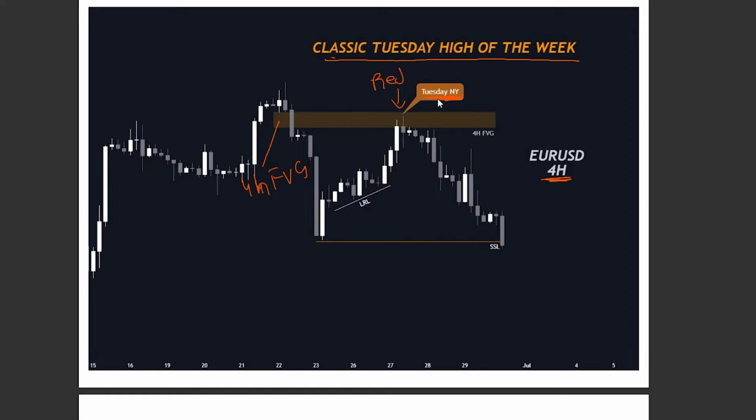First of all, what we are seeing, price tagged the 4-hour FVG, bearish FVG, in the Tuesday New York session during a red folder news. So what can we anticipate? We can anticipate that this week we will be seeing a Tuesday high of the week weekly profile. So let's move on to the lower time frame for executions.